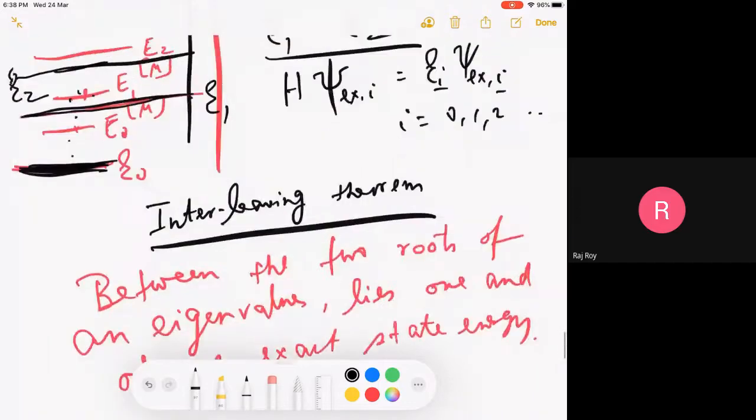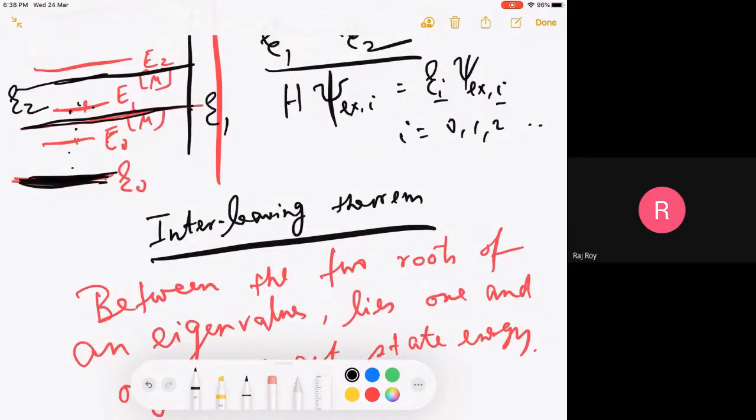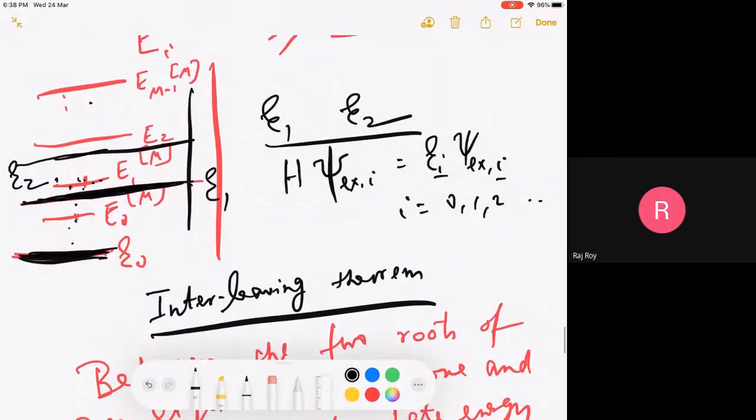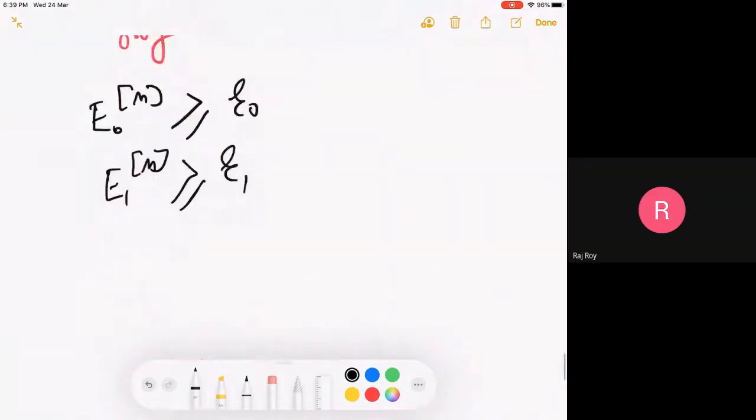I hope you understand what I'm saying now. Because McDonald said between the two eigenvalues lies one root, one exact state, sorry. I'm calling these roots and these exact states. So that means E1 must be above epsilon 1. And similarly, the root E2 will be above epsilon 2 in an m-dimensional basis, and so on.